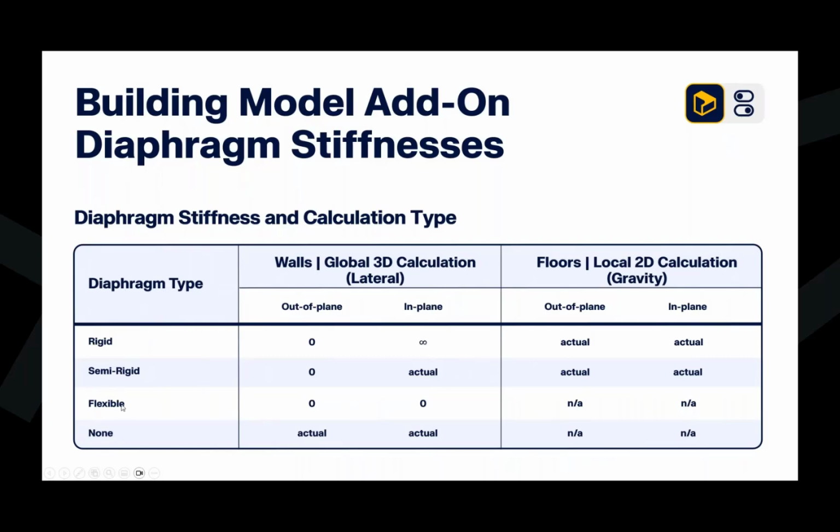Now, when we use a flexible diaphragm or we don't define any diaphragm at all, we are going to carry out just one analysis calculation like we would with a general FEA model, lateral and gravity together using the relevant stiffnesses defined here.